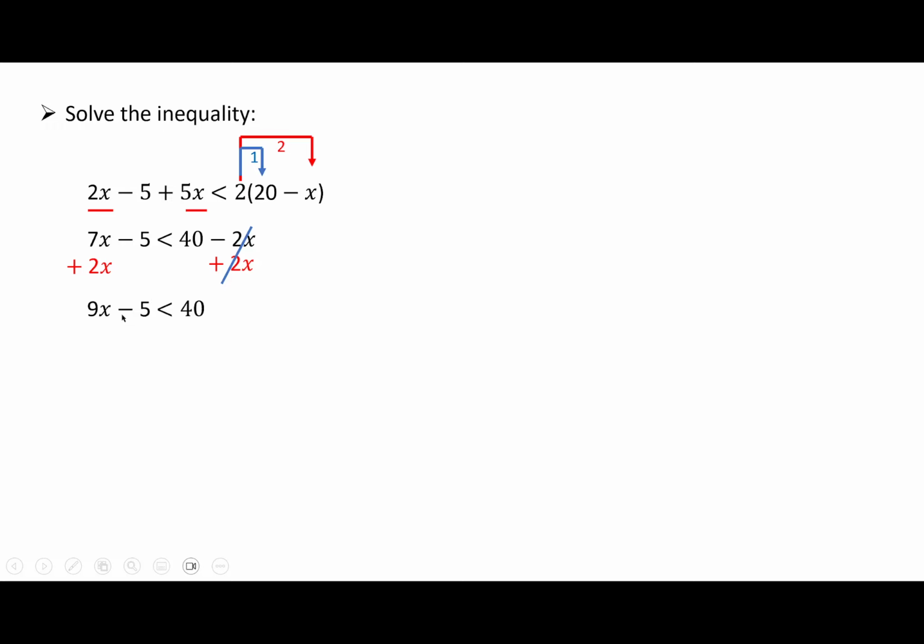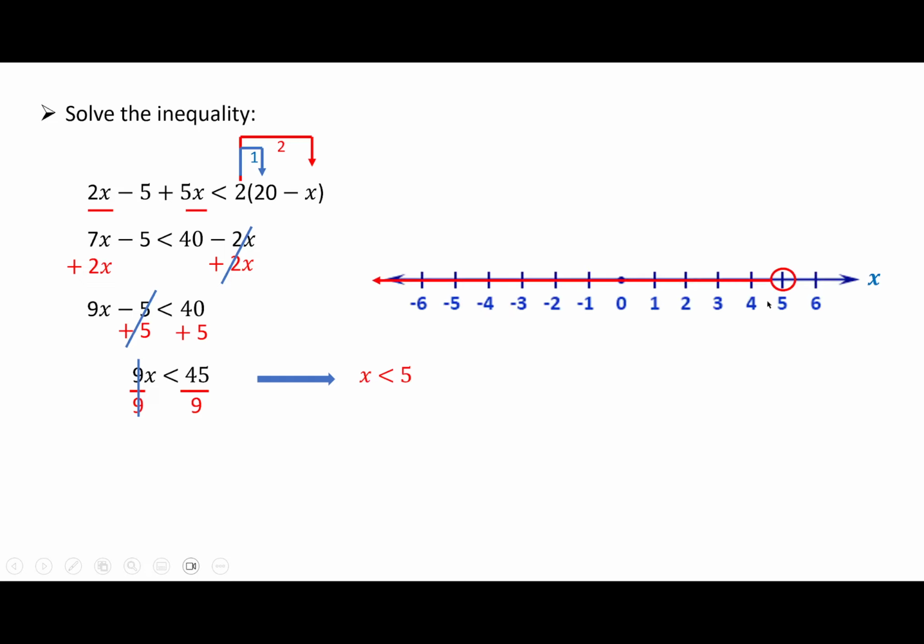So I need to get rid of this negative 5 by adding 5 to both sides. Whatever you do on one side, you do the same exact thing on the other side. So 9x less than 45, divide by 9, x less than 5. So x is to the left of 5. Here's 5, and x less than 5 is to the left of 5, and open.